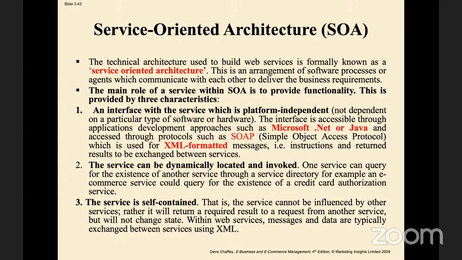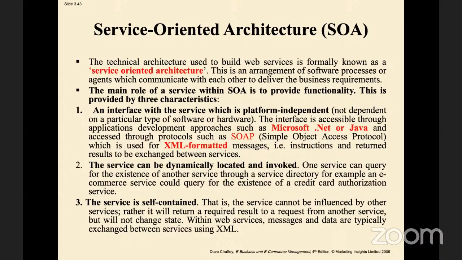Then the service can be dynamically located and invoked. One service can query for the existence of another service through a service directory. For example, an e-commerce service could query for the existence of a credit card authorization service. This is related to the financial aspect of the infrastructure, in which payments are being done using credit card authorization services, like you authorize the credit card use or the services being offered by the credit cards.